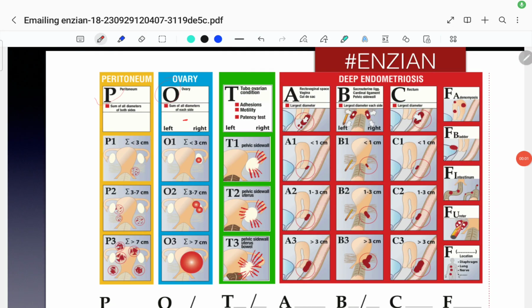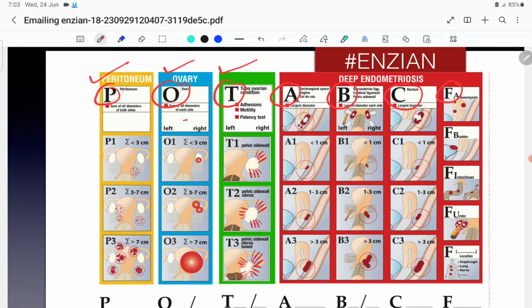Good evening, all. Today we'll discuss the #Enzian classification for deep pelvic endometriosis. You have to remember there is P, O, T, and A, B, C, and F. First in the P-O-T are the normal organs, that is peritoneum, ovary, and tubo-ovarian conditions that are involved. First is your peritoneum, second is your ovary, O for ovary, T for tubo-ovarian conditions.